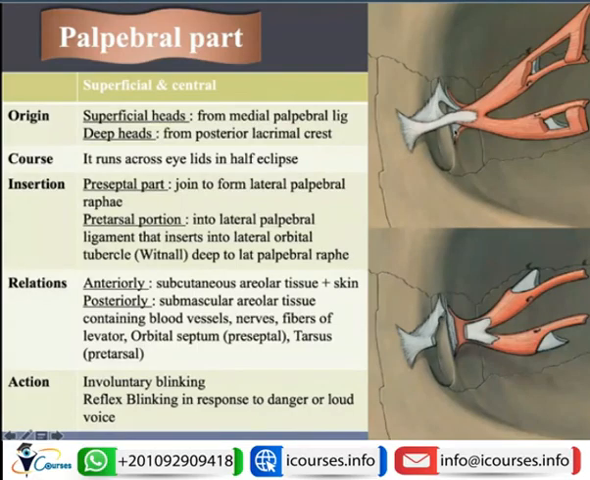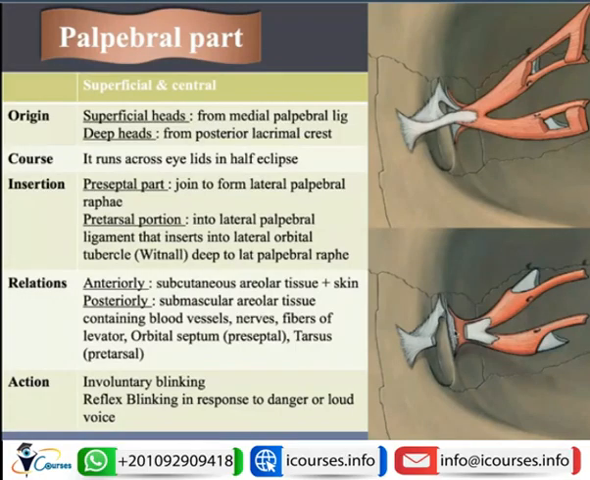The deep head takes origin from the posterior lacrimal crest. So you can see here, this is the lacrimal fossa, this is the anterior lacrimal crest, and this is the posterior lacrimal crest, and this is the attachment of the deep head of the palpebral part of orbicularis oculi. So if we cut the superficial part, you can see here clearly the attachment of the deep heads of the palpebral part of orbicularis oculi.